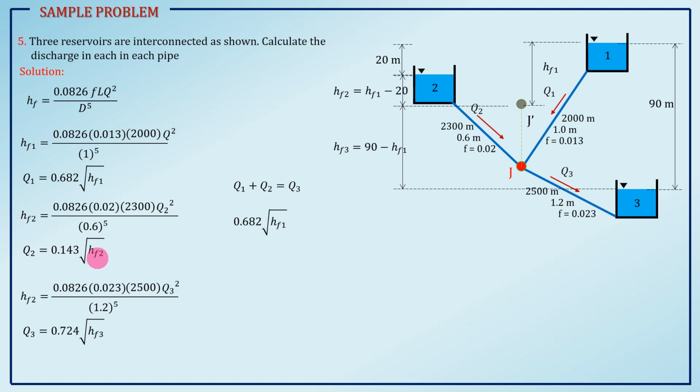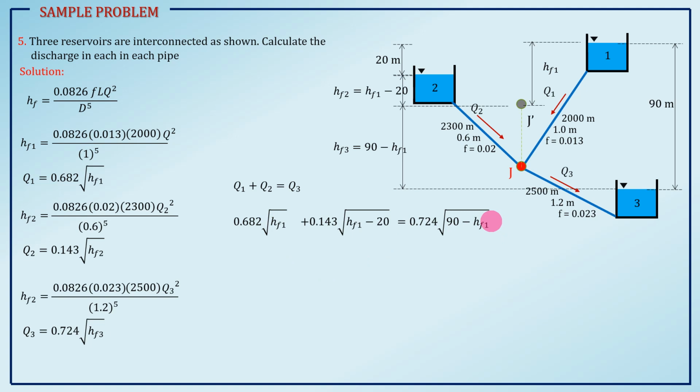Now, to lessen the unknown, let's write this HF2 in terms of HF1. So, we have HF1 minus 20. Okay? And then, equal siya sa Q3. Q3 ay 0.724 square root ng HF3. And so, again, to lessen the unknown, rewrite natin si HF3 in terms of HF1. So, it is equal to 90 minus HF1. Ayan. So, here, the only unknown is HF1.